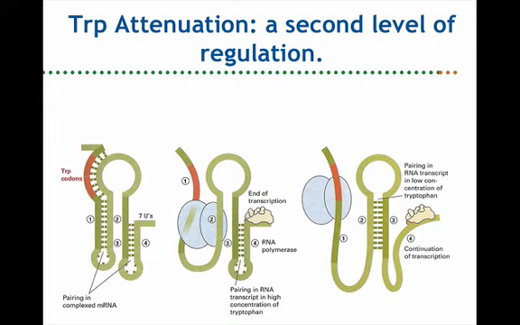If the ribosome cannot find TRP-charged tRNA, then we want the operon to be expressed. And we ensure that it is expressed by preventing the formation of this terminator loop. The blue structure is the ribosome translating this message.